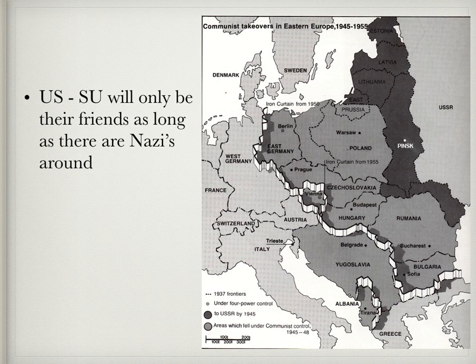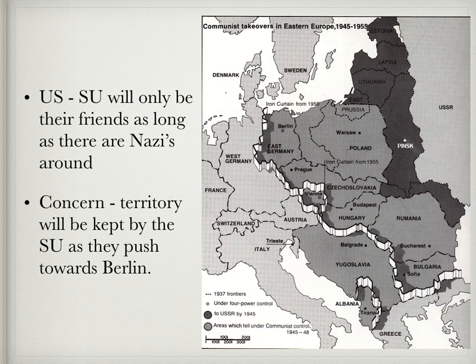Now, the United States and the Soviet Union are really only friendly as long as there's Nazis around. Okay, that old adage, the enemy of my enemy is my friend. We know the United States and the Soviet Union don't really get along, but they both have a common enemy with the Nazis. So as long as there's Nazis around, those two are good. Stalin never really fully trusts the West. He never fully trusts the British and the Americans, but he's willing to play along because they all have a common enemy.